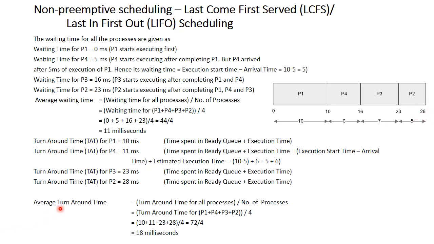So average turnaround time will be the sum of turnaround times of all the processes divided by the number of processes. That will be 18 millisecond.